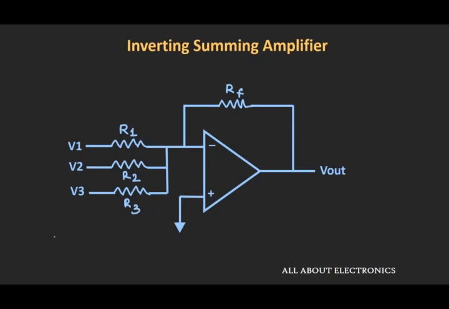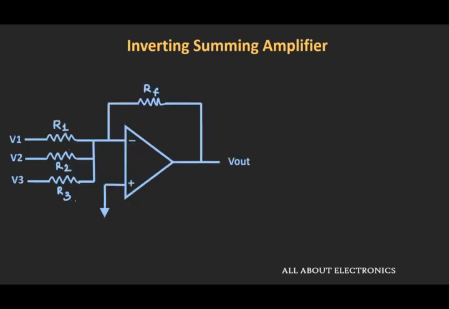So first we will see the inverting summing amplifier, and in this configuration we will apply the multiple inputs to the inverting input terminal. And we will find the expression of the output voltage in terms of the different input voltages. So as you can see here, we have applied the input voltages V1, V2 and V3 to this inverting terminal via resistor R1, R2 and R3. And here let us assume that current I1, I2 and I3 are flowing through this resistor R1, R2 and R3.